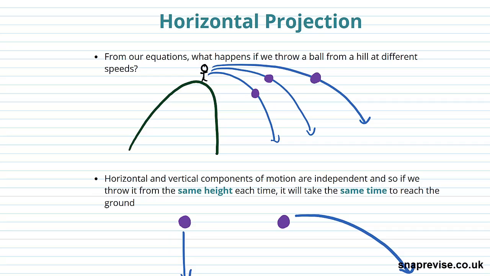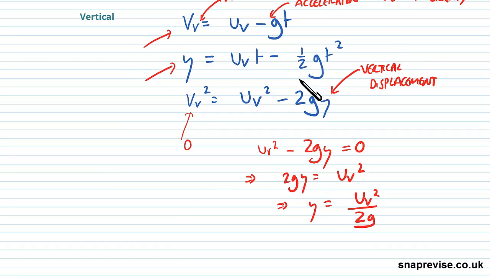So now let's ask ourselves, what happens if we threw a ball from a hill at different speeds? We're going to look at horizontal projection. We could look at vertical projection, but that's really simple. That's simply that, we have a particle and throw it upwards, what happens? And to be honest, we can do that really simply just by looking at these equations for the vertical case, and it's not really any different to the Suvat equations we've done so far.